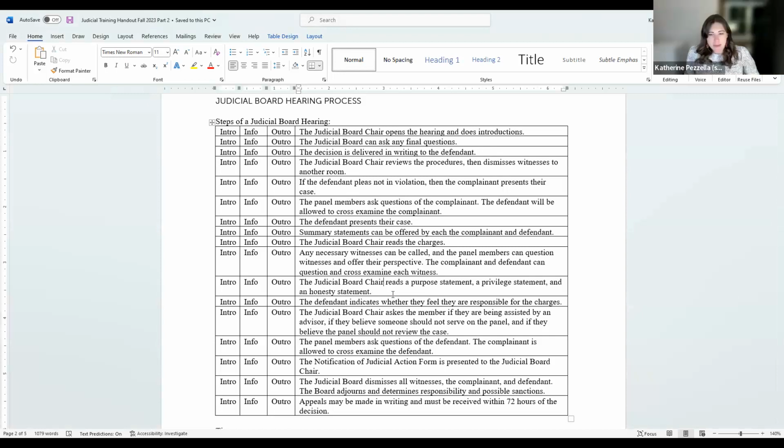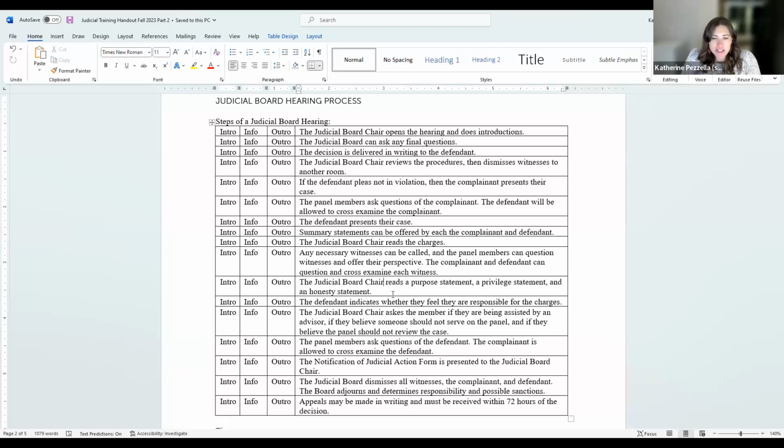Judicial board chair asks the member if they are being assisted by an advisor, if they believe someone should not serve on the panel, and if they believe the panel should not review the case at all. Intro. Info, but the beginning as well. I'd say intro would be where we'd want to do that. It's like getting our ducks in a row. Do you have an advisor? Are there any conflicts of interest on this panel? Maybe somebody involved in the incident is on the J board and they say, I don't think it's fair that that person's serving on my case because they did something too. So that's just the getting organized part.